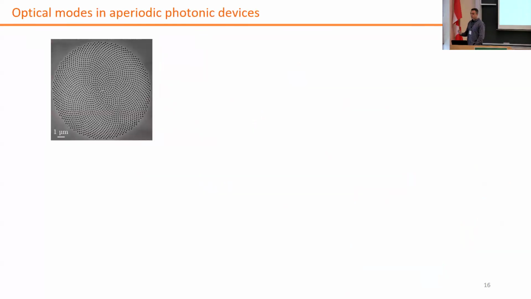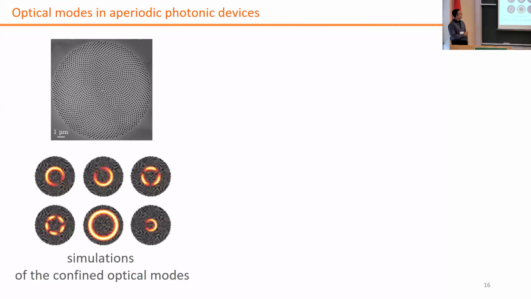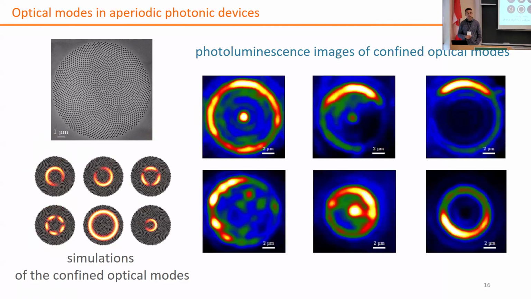So then we fabricate our devices, this time in gallium arsenide, and this is a scanning electron micrograph image. Again, it's a 190 nanometer thick gallium arsenide freestanding membrane. And if we look at the simulations of the confined optical modes, you see that we have these annular extended modes. And then we can do photoluminescence imaging of the confined optical modes in our fabricated devices.